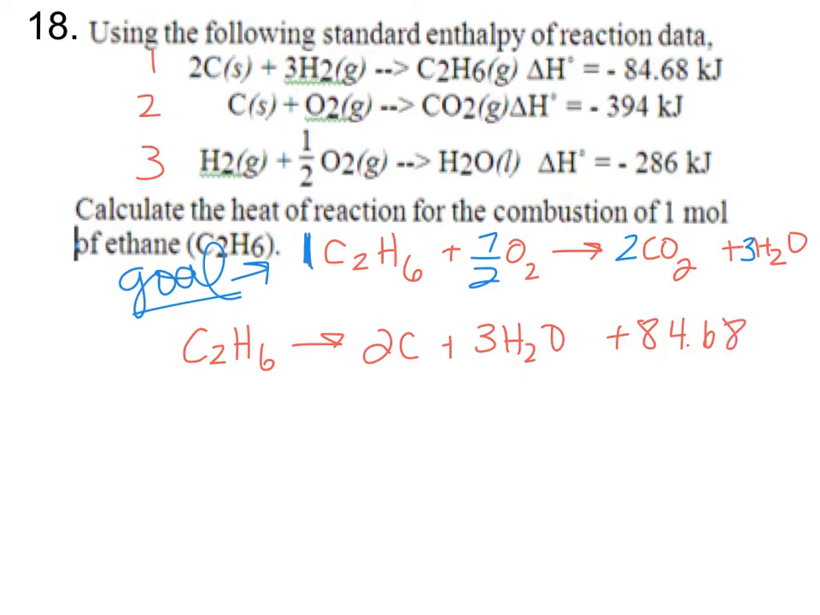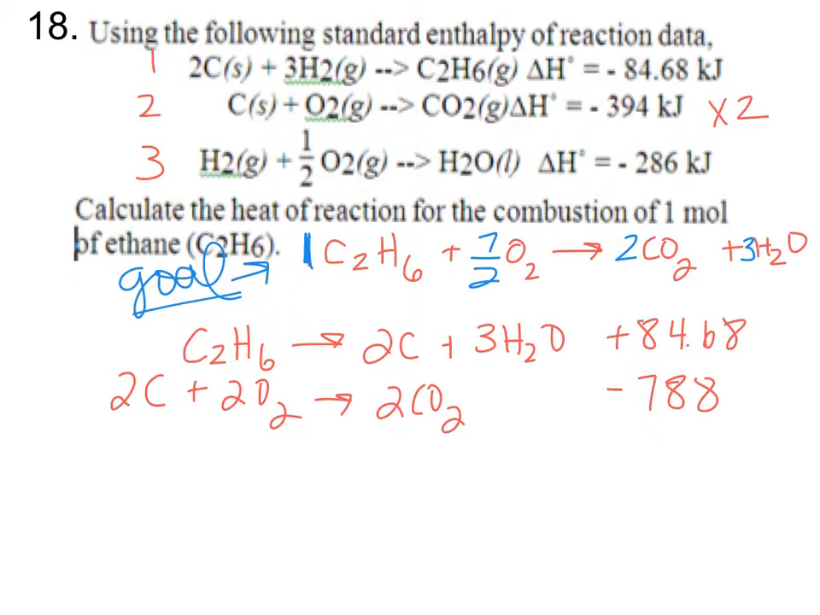And now I look at equation 2, and equation 2 has a CO2 in the product, which is great, but if you notice in the goal, we need 2 CO2s. So I'm going to multiply that equation through by 2 and leave it exactly as it is. Now if I multiply the equation by 2, what do you think happens? You got it. I'm going to multiply the delta H by 2, and I get negative 788.